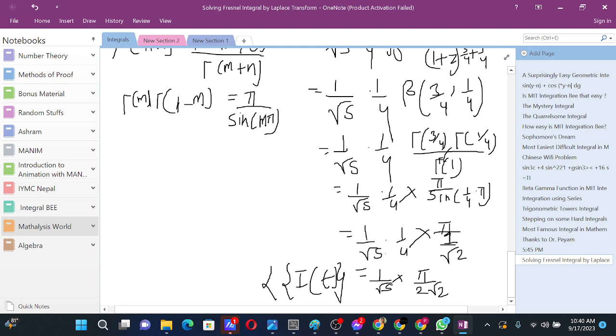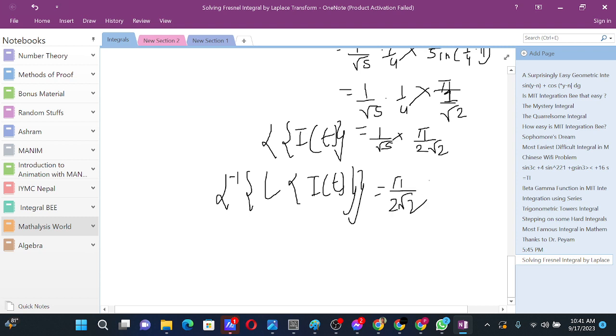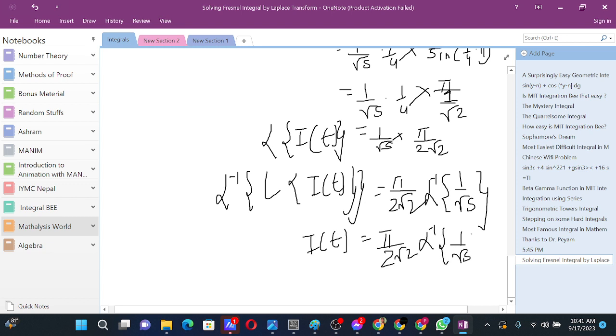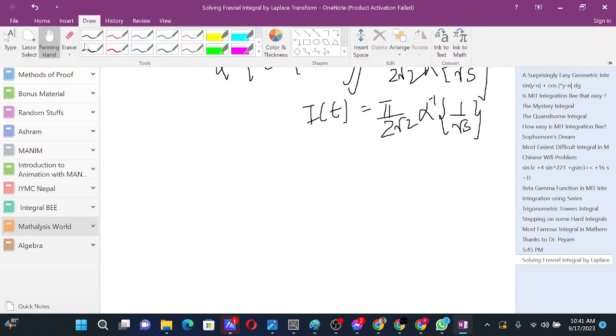Okay, now we are going to use inverse Laplace transform to go to again the original world from the Laplace world. Okay, now we will use inverse Laplace transform, and note that since Laplace is linear, we can take the constants out, and 1 by root s, we need to perform some things. Yeah, now this is I of t and pi by 2 root 2 in Laplace transform of 1 by root s. Okay, and now to find the inverse Laplace transform of 1 by root s, you need to note this thing.